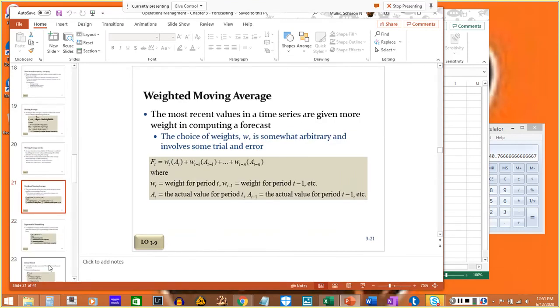So the second time series forecasting we'll be using, and you'll be using on your assignment, is called weighted moving average. With this, it takes the most recent values in the time series, and they're given a certain weight. So it will say the weight is 40% or 30% for a particular period, and then it'll be 30% for the previous period. So there's going to be some type of weight that you're going to have to use to come up with the weighted moving average.